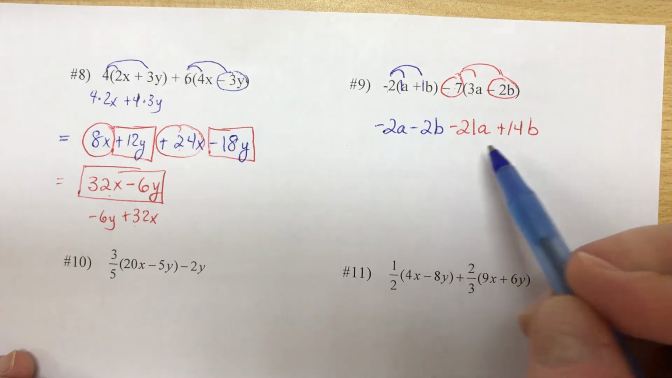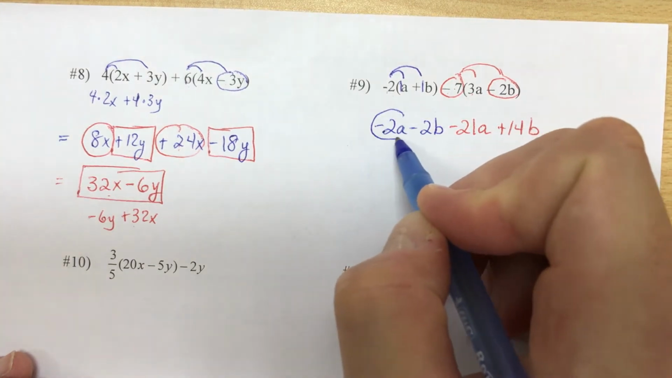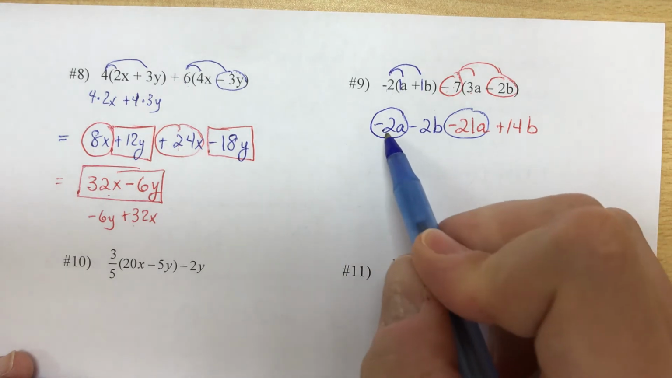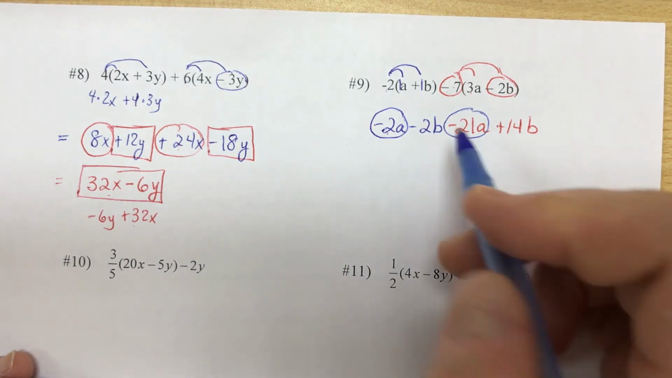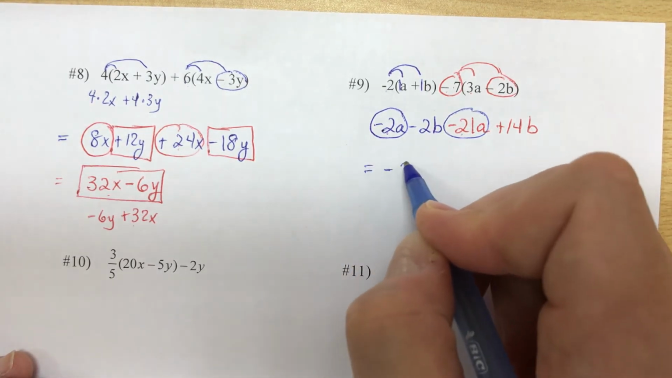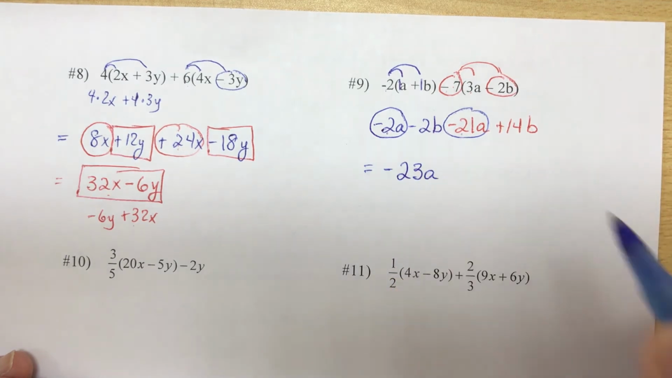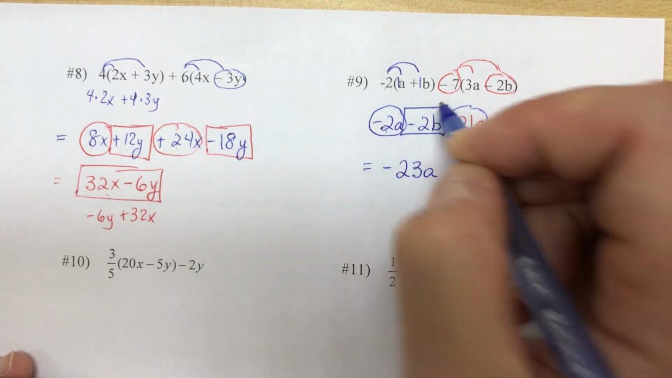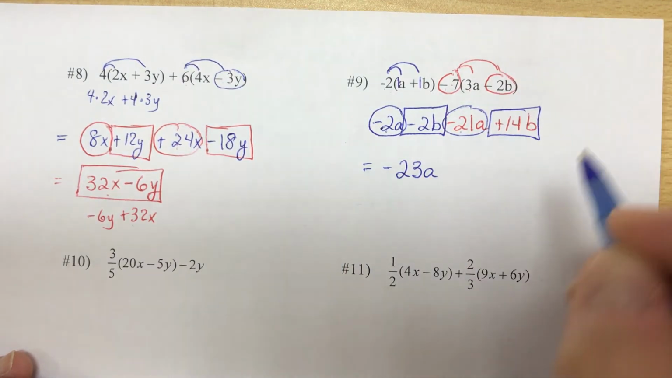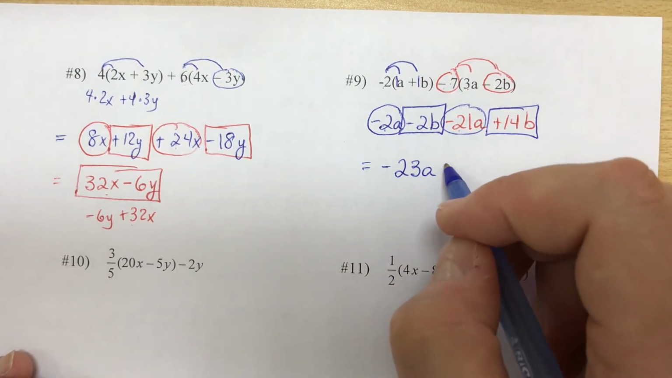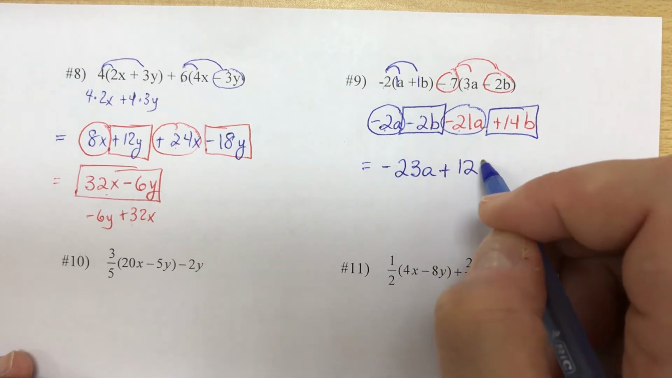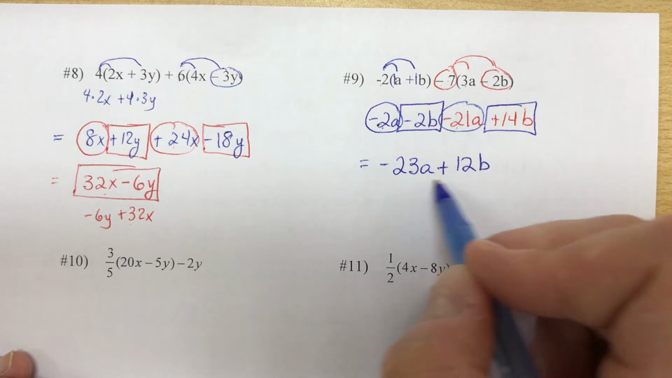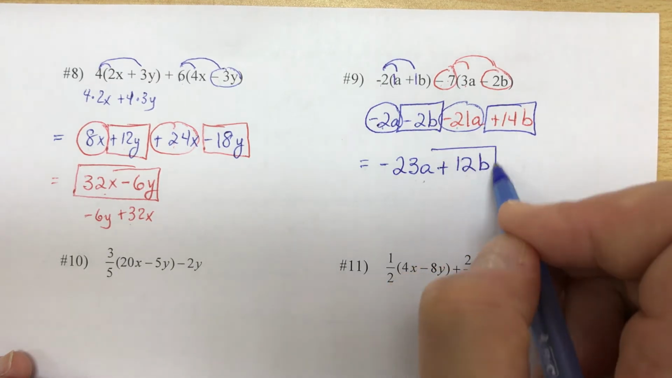As I talk my way through this, I would almost be doing this in my head now. I would be speaking to myself. I would say, look, negative 2a minus 21a, that would give me negative 23a. I'm subtracting here. And then I have minus 2b plus 14b. Now negative 2 plus 14 is positive 12. And I keep the variable b. And now we have terms that are different. And we're done.